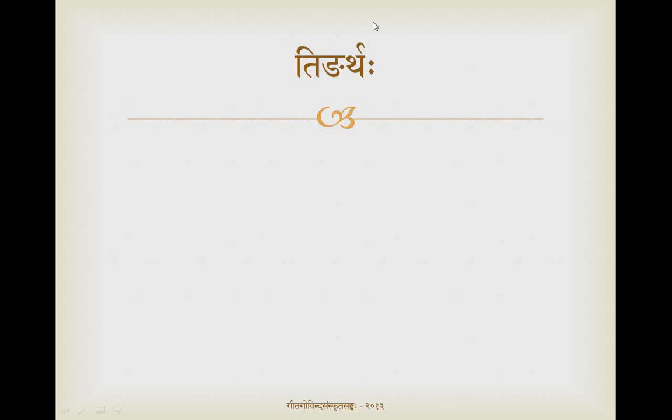Where we come to the tinganta, as I said, the kriyapada has two parts. There is a dhatu and there is ting. Dhatu ka arthaha ityavagata. That is the thing which is there. So ting, dhatu ka arthaha.